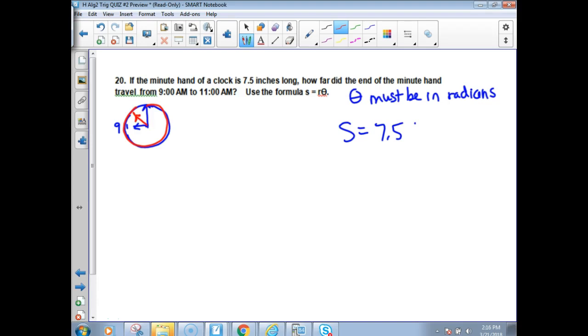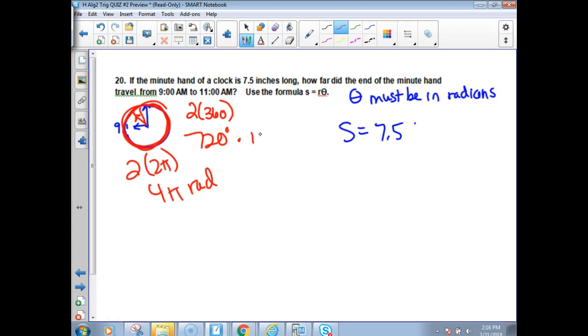Oops, the short hand would be at 10 o'clock. And then, oopsie, 11, whatever. So it has to go twice around. Does that make sense? 2 times 360 is 720 degrees. Or you could just remember that if it has to go 2 times around, then 2 times 2 pi, which is 360 in radians, would be 4 pi radians. Or you could use your conversion factor, which is going to give you 4 pi radians. However you think of it.